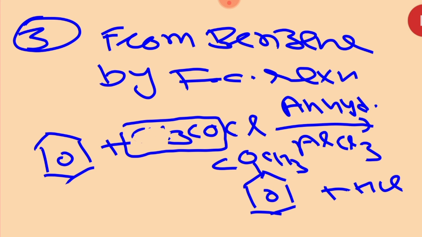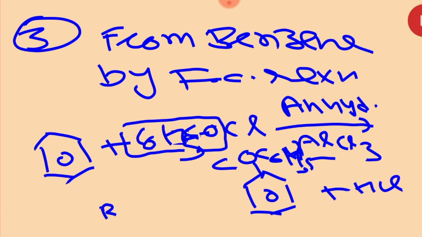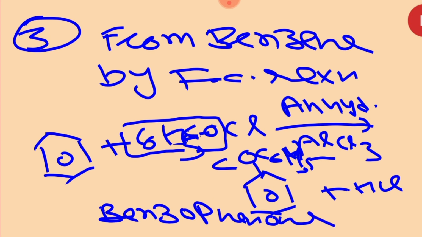What can we take at the place of this CH3? We can also write C6H5COCl. Then at the place of this CH3, what we are getting over there is C6H5, and this is called benzophenone. What is it called? Benzophenone. Is that clear to all?